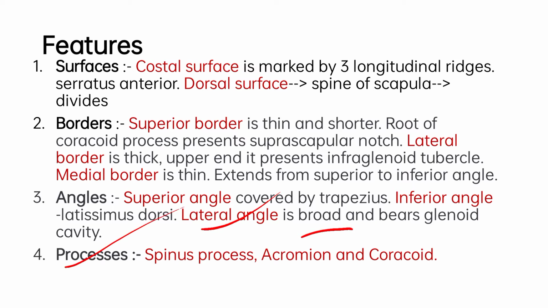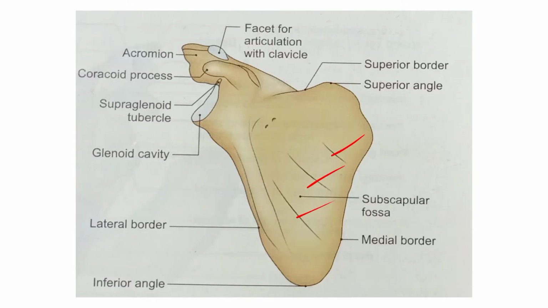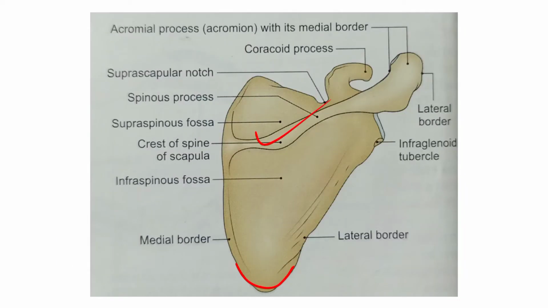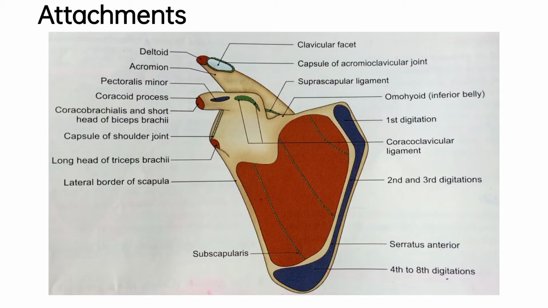We have processes as well. So, we have three processes: spinous process, coracoid process and acromion process. Now, we'll see the attachments.